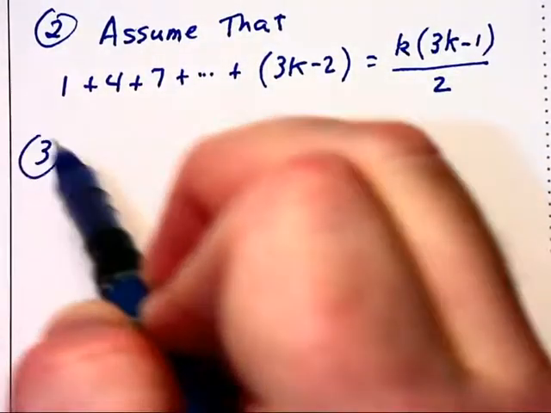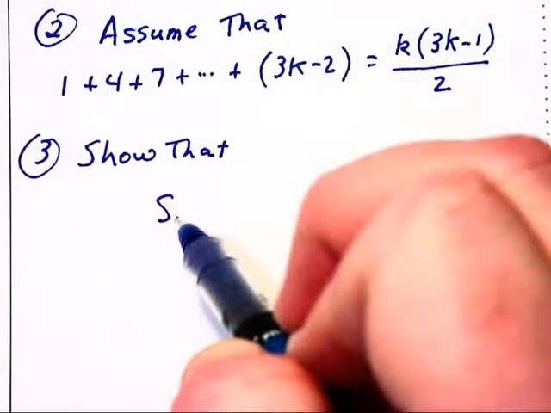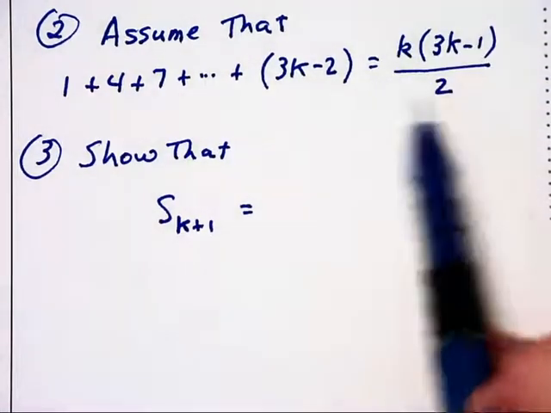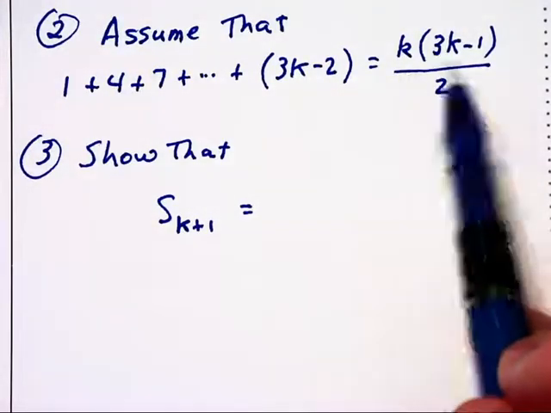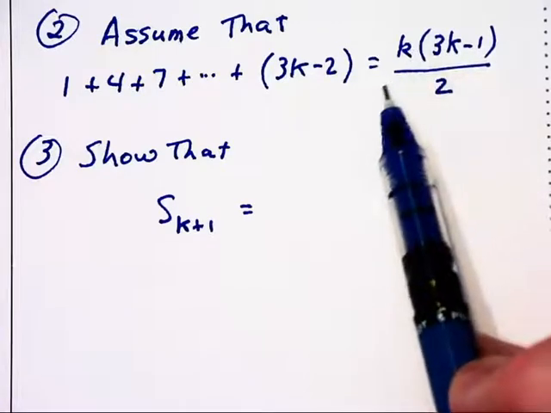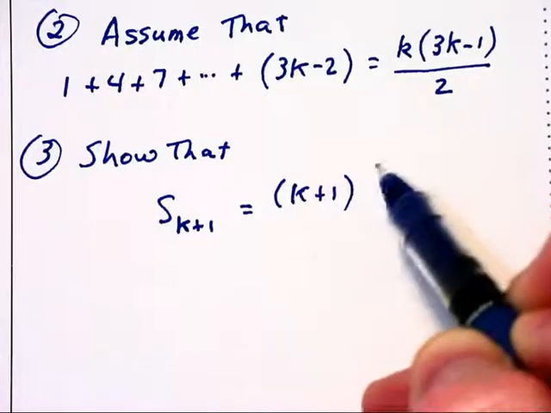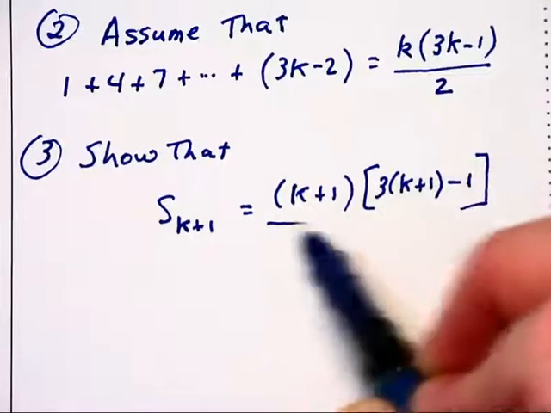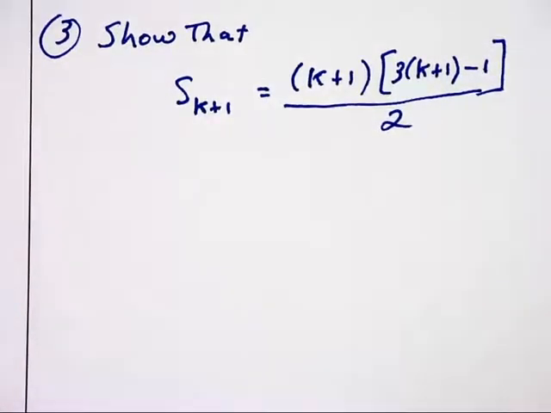Now we want to show that this will be true for the k plus first term. In other words, the sum of the first k plus 1 terms should equal what we have up above when you go up to the k plus first term. We know that this will be k times (3k minus 1) all over 2. Well, if we go to the k plus first term, this should become (k plus 1) times (3 times (k plus 1) minus 1), all of that over 2. So that's what we're trying to show that the k plus first term adds up to.